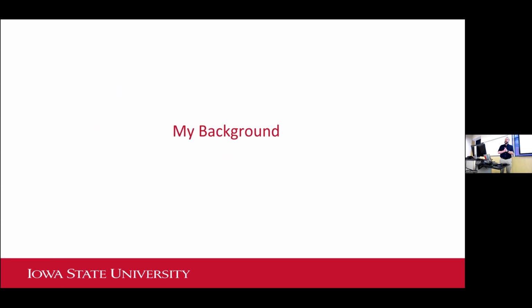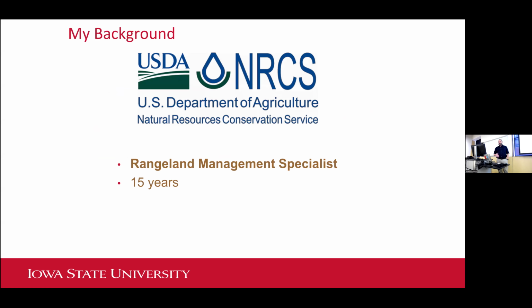So I got my bachelor's degree in range science at Montana State University, and then came back to Texas and ended up working for the USDA Natural Resources Conservation Service as a rangeland management specialist. So in that capacity, I worked in a county field office. And so my job looked like meeting with farmers and ranchers out in the field, developing conservation plans, providing technical assistance, and administering financial contracts for incentives to do conservation practices. So I made a career out of that. I was in that capacity for 15 years.